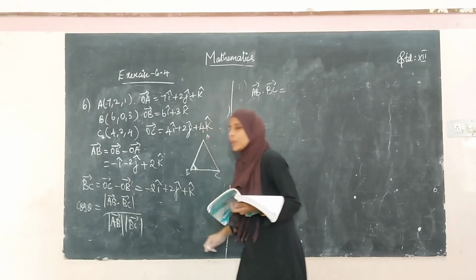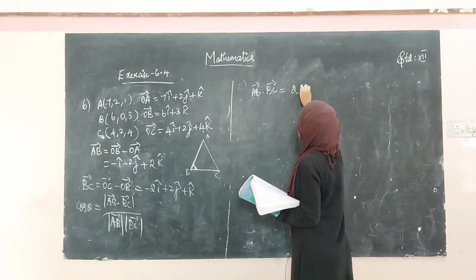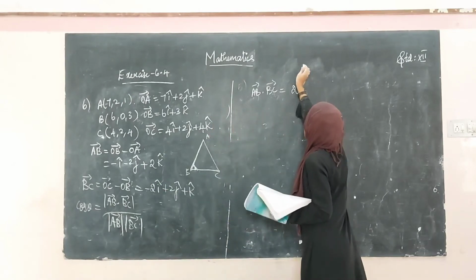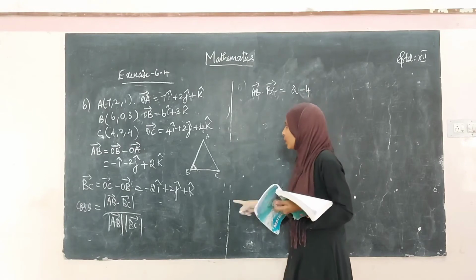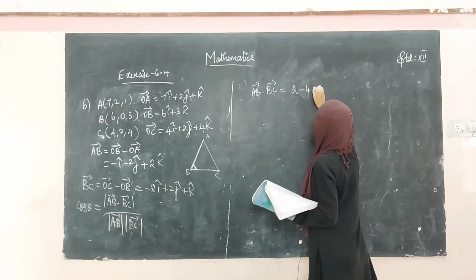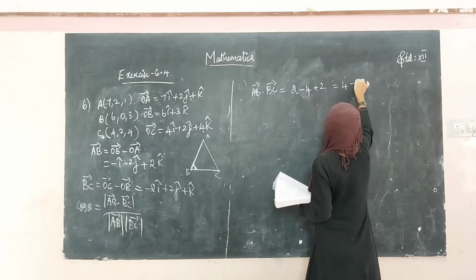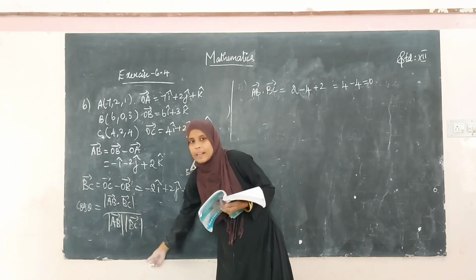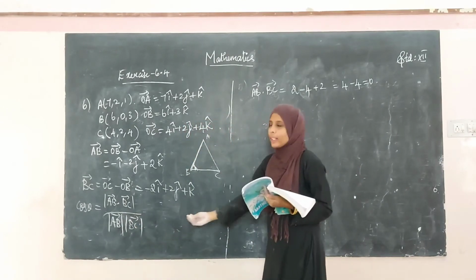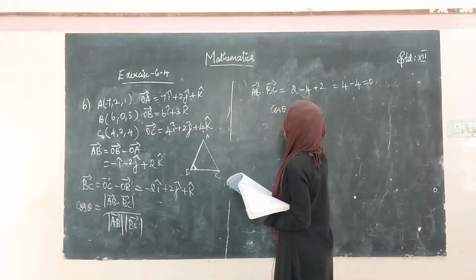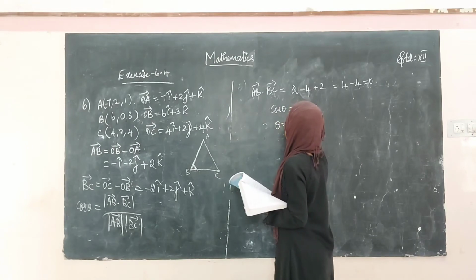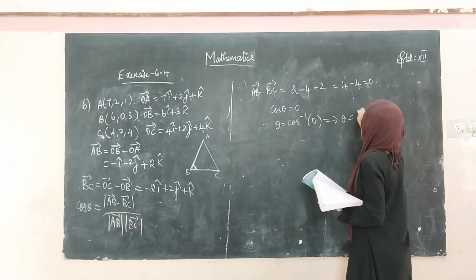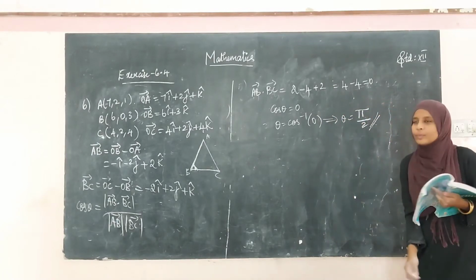Minus 1 into minus 2 is plus 2. Plus minus 2 into 2 is minus 4. 2 into 1 is 2. So it is 2 minus 4 plus 2, which is equal to 0. So we don't need to find the moduli, because 0 divided by anything is 0. Cos theta will be equal to 0, so theta will be equal to cos inverse of 0. So theta is equal to 90 degrees, that is pi by 2.